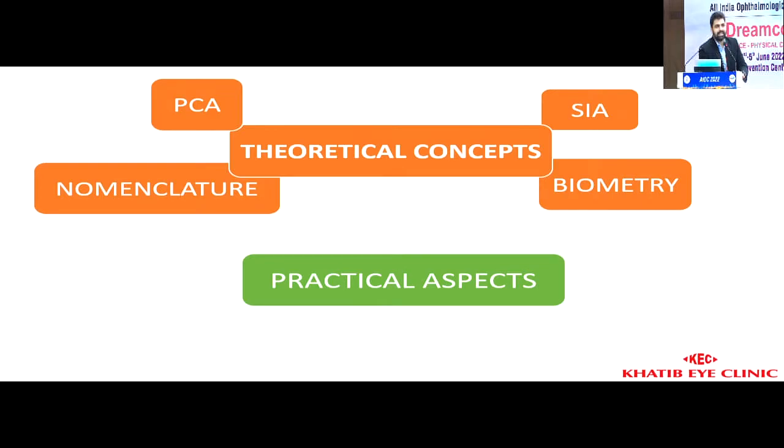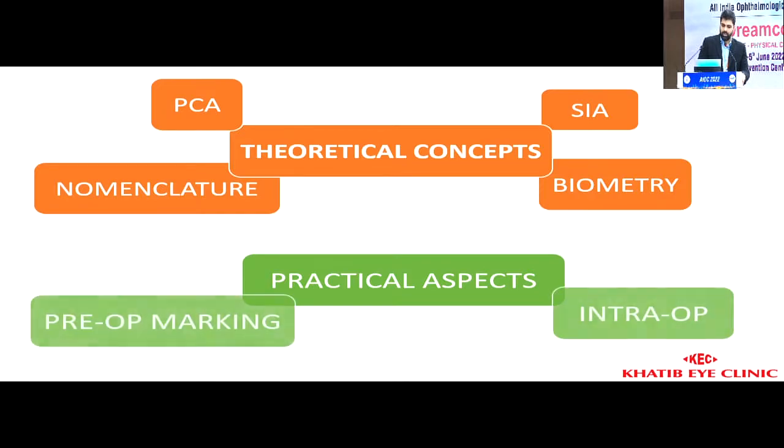The second is SIA, that is surgically induced astigmatism. Again, something which is less understood and needs to be understood better. Then the biometry part of toric lenses and certain nomenclatures with respect to toric lenses. And the practical aspects of toric lens planning are the pre-operative marking, which is an integral part of the surgery itself, as I'm sure most people would know. And then the intraoperative guidance, the things that you do differently for a toric lens. So I'll try to cover all these quickly today.